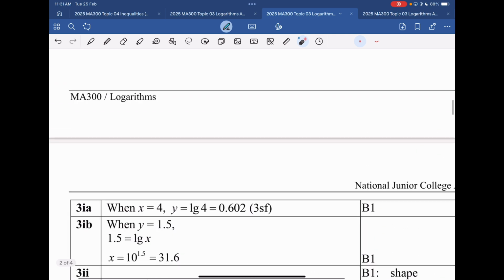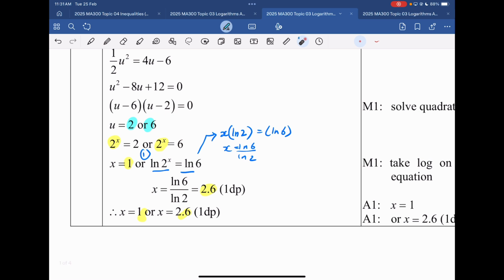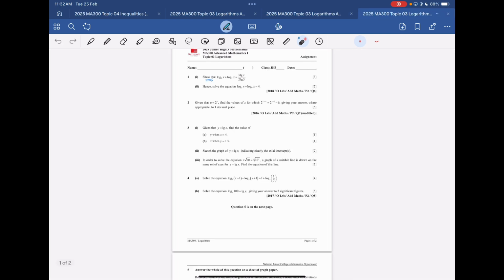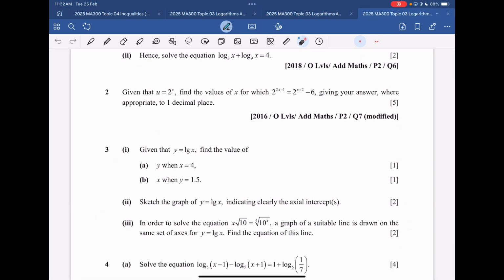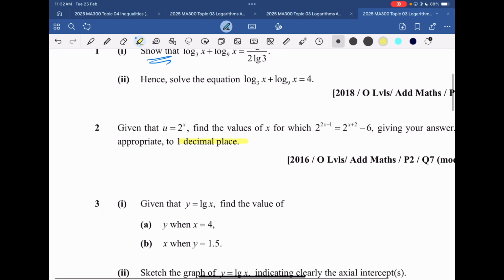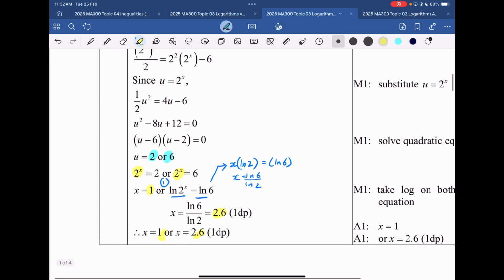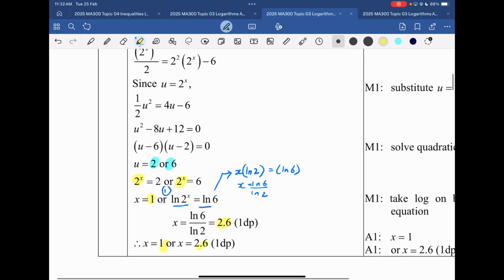I think question 2. Question 2, the answer is 2.6 and 1. Why is there 2.6? Because the question asked for 1 dp. So you see, it's just a flaw.